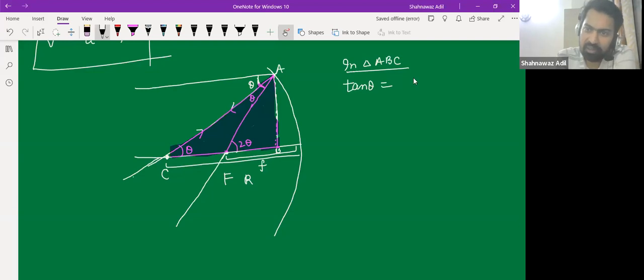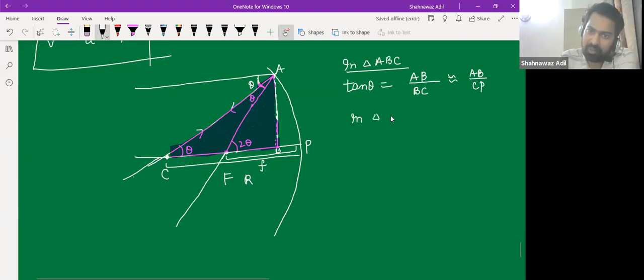Perpendicular is AB, right? And then we have this base which is BC, right? And this is very close to, let's say, P. So I can write BC which is nearly equal to CP, right? This is nearly equal to R.